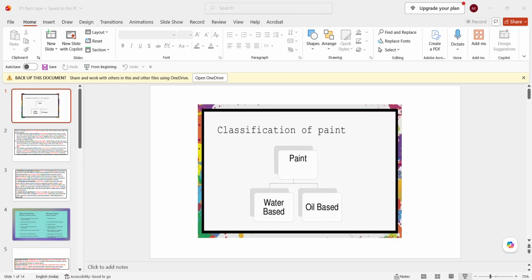Then aluminium paint, where we use aluminium flakes with oil and spirit. It is used for high resistance to heat, weather and corrosion, because of the aluminium, and it is also waterproof. So aluminium paints are used in areas subject to high temperature, and in weather and corrosive environments. There we use aluminium paint.